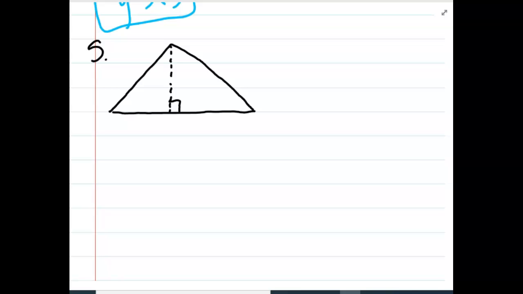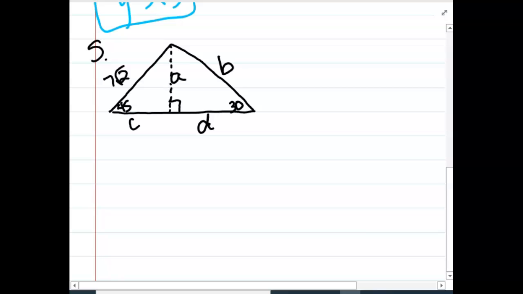In this left-hand triangle, that bottom angle is going to be 45. In this triangle over here on the right, that's going to be 30. This side right here is 7 square roots of 2. This little bottom angle here is C. The altitude is A. This other hypotenuse is B. And then that bottom is D. So notice in this one, I have a 45, 45, 90 triangle on the left, and then I have my 30, 60, 90 triangle on the right.